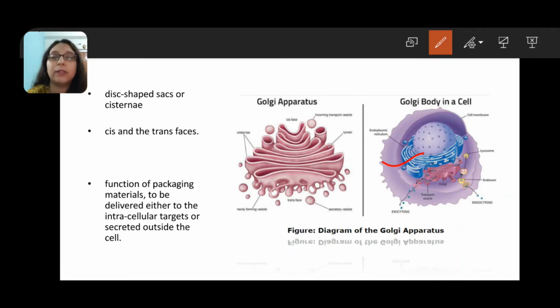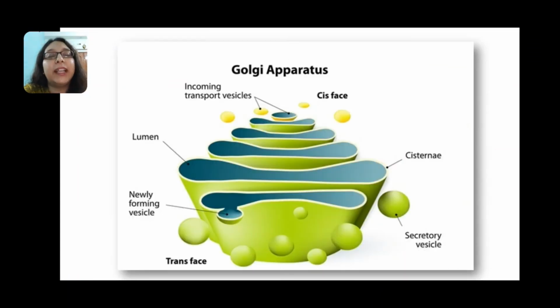What is the main function of the Golgi apparatus? Function of packaging materials. If you try to remember, the Golgi apparatus is basically the courier system of a cell. What it does is it packs the materials and it delivers the materials. So just remember in this way that Golgi apparatus is nothing but the courier system of the cell. Specific functions: packaging materials to be delivered either into the intracellular targets or into the extracellular targets. With that, we move on to the next slide.